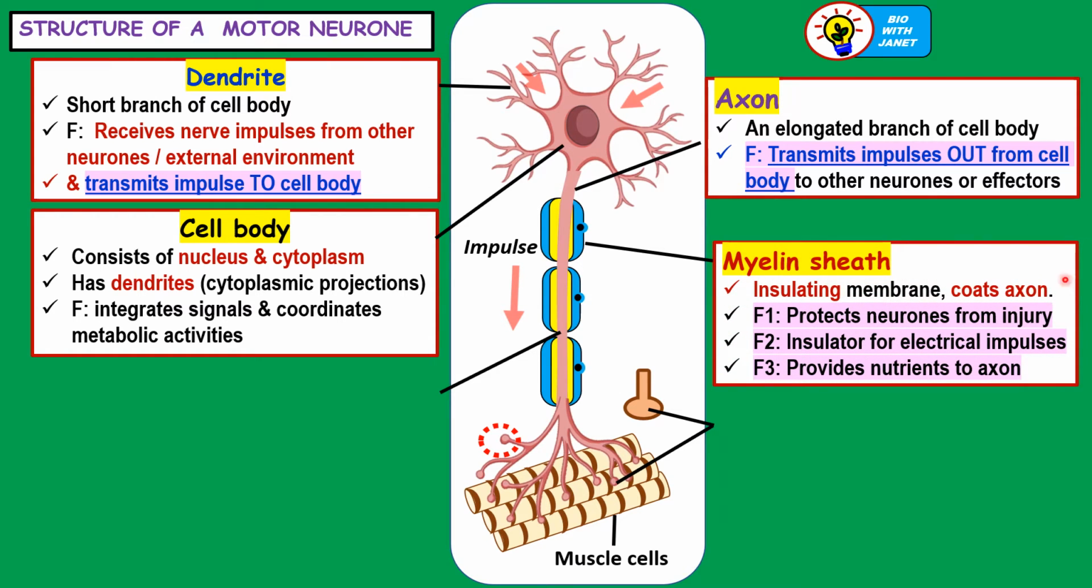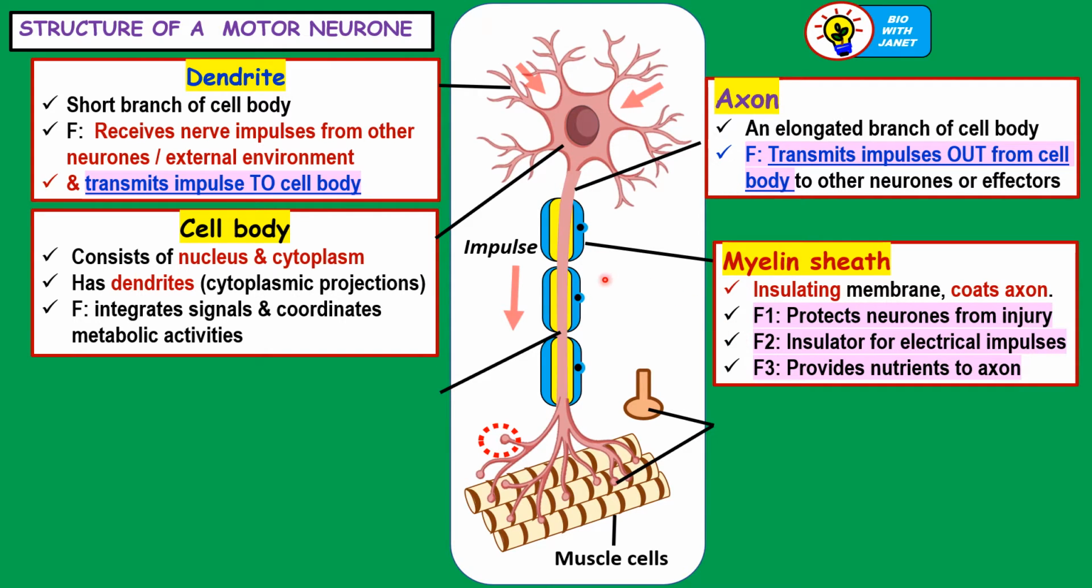Next, we have the myelin sheath, which is an insulating membrane that coats the axon. The myelin sheath contains fatty substances, and it cannot conduct electrical impulses, compared to the axon that can transmit electrical impulses. So the myelin sheath doesn't transmit electrical impulses. It is an insulating membrane, and it has 3 very important functions.